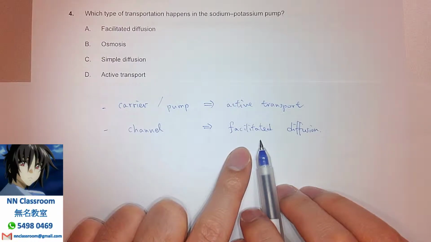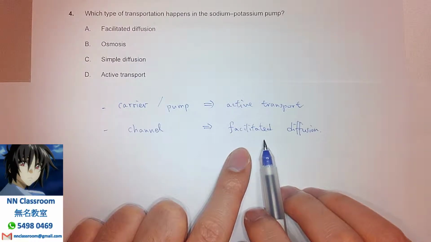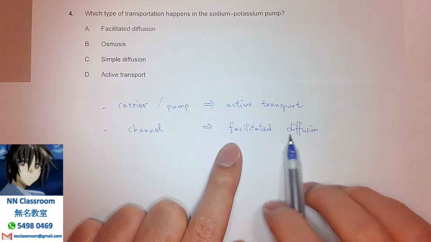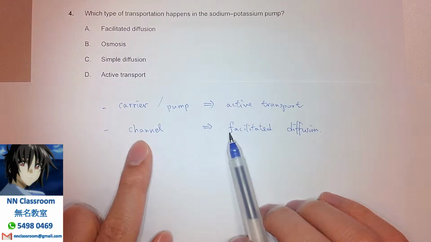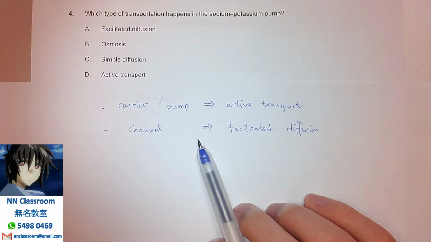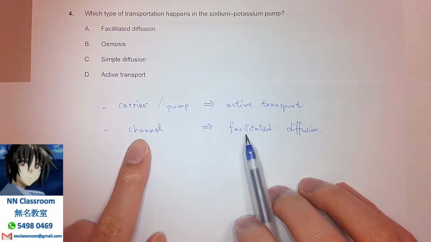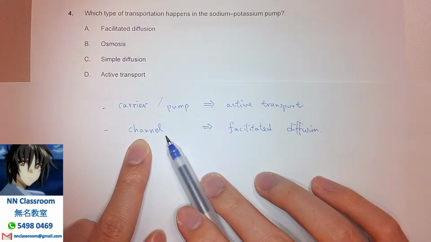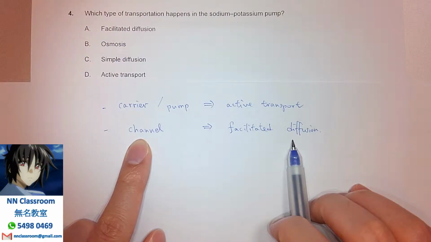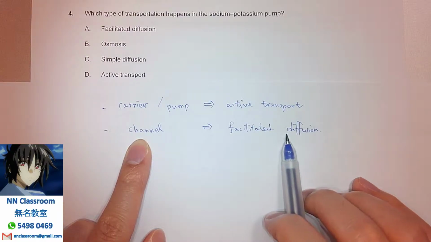So that's the difference between simple diffusion and facilitated diffusion: facilitated diffusion requires a channel protein to help you do diffusion, but simple diffusion does not. So for this case, the channel protein is the one responsible for helping the diffusion process. That's why it is facilitated diffusion, right?